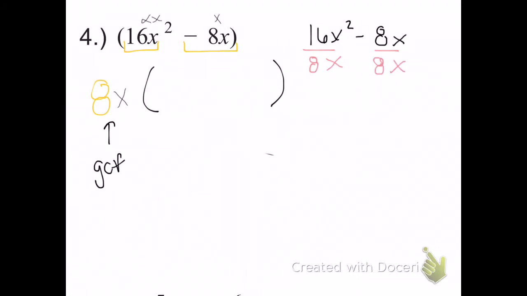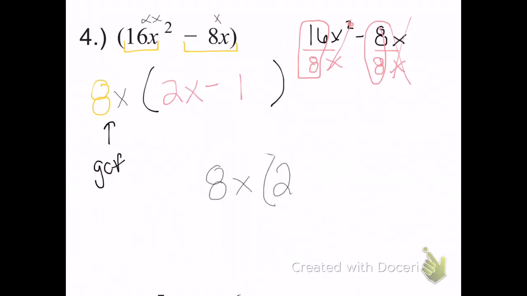That means we have to divide each of those terms by 8x to figure out what's left over. When we do that, we've got 16 divided by 8, which gives us 2, and x squared divided by x, which just leaves us with x. Then we subtract. 8 divided by 8 gives us 1, and our x's will cancel out. So our answer here is 8x, and then left over 2x minus 1.